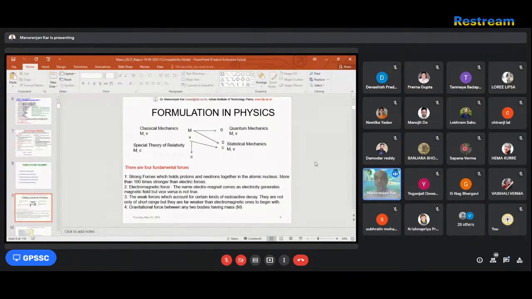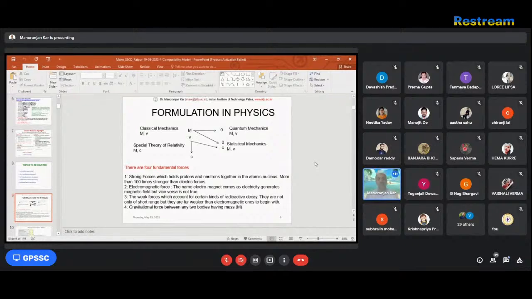When I say quantum mechanics and the special theory of relativity, I have written here: when V tends to C but mass is observable, we call it the special theory of relativity. And when mass tends to zero and V is observable, we have developed quantum mechanics. This is our assumption, no argument. I'll tell you how we have assumed. Then statistical mechanics: when mass tends to zero and V tends to C, we develop statistical mechanics.